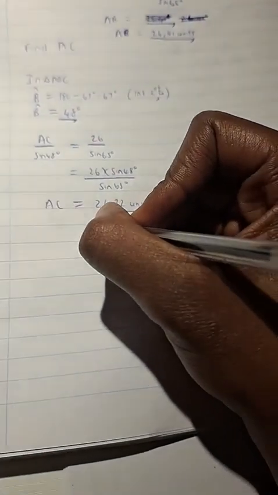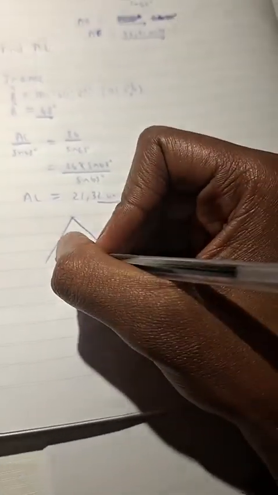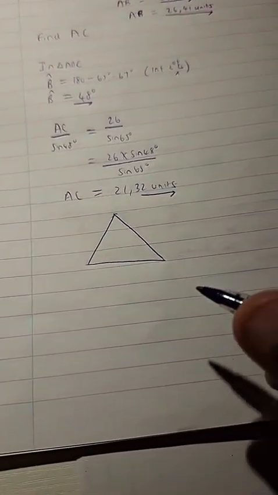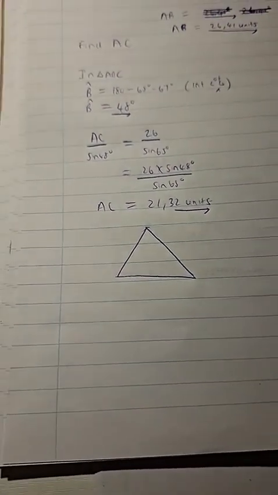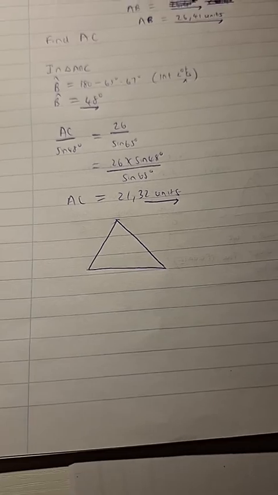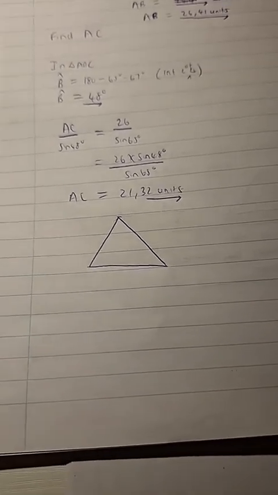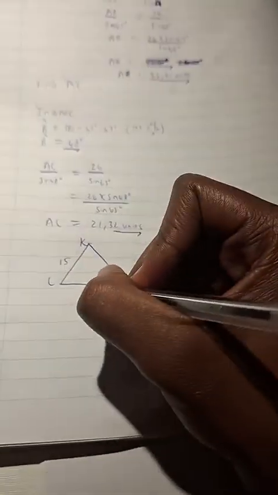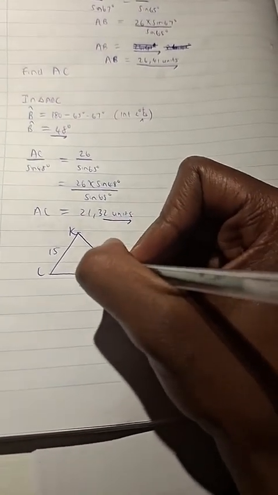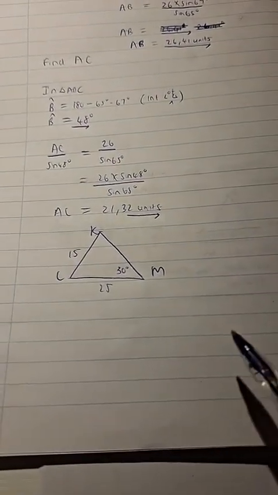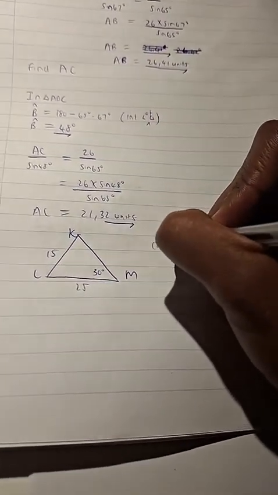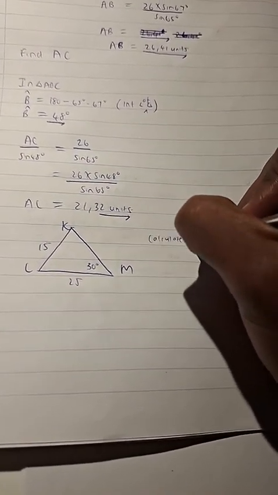Right, so now since we are here in the sine rule, I want you to do this one for me. Actually, sorry, I don't want you to do this one. I am going to just do one more here, so that you guys can see. KLM, 15, 25, 30. Okay, and they're saying calculate the size of angle K.